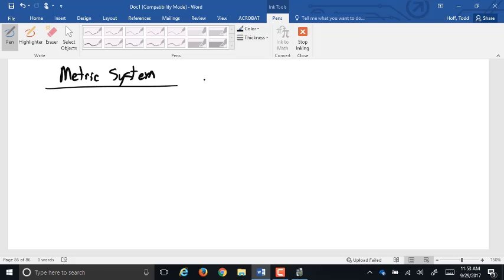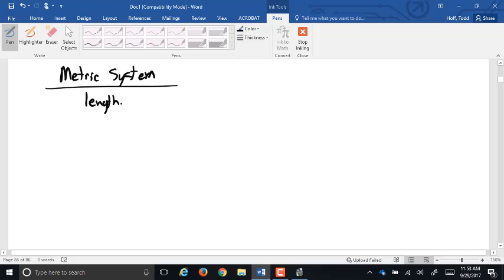Also, the several different units was a problem. So there's only 1 unit of measure for each type of measurement. For example, for length, the only unit of measurement is a meter, abbreviated with an M.